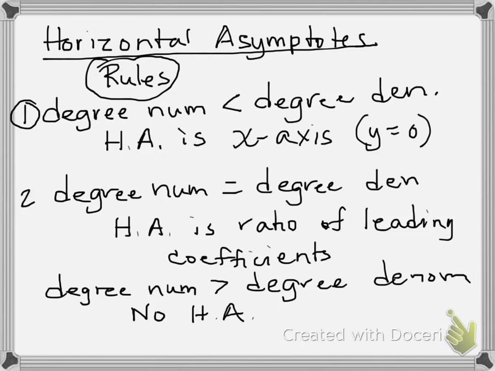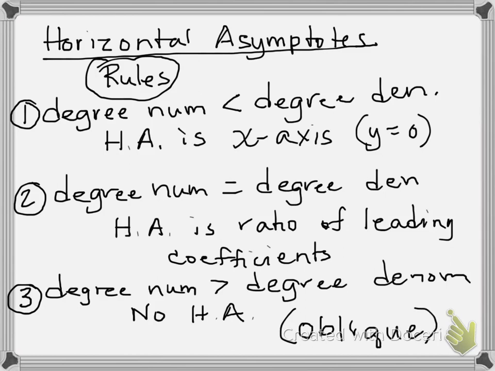The second one would be when the degree of the numerator is equal to the degree of the denominator, then the horizontal asymptote is a ratio, and a ratio is a fraction of the leading coefficients. And then the third one, when the degree of the numerator is greater than the degree of the denominator, you don't have any horizontal asymptotes. You may have something that we call an oblique asymptote. And that's how you spell oblique. Now I'm going to show you how to find the horizontal asymptotes and how you can tell. I'm going to use rule 1 and then show you rule 2 and then show you rule 3.